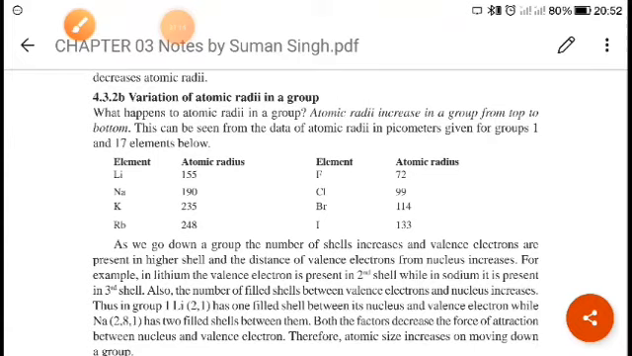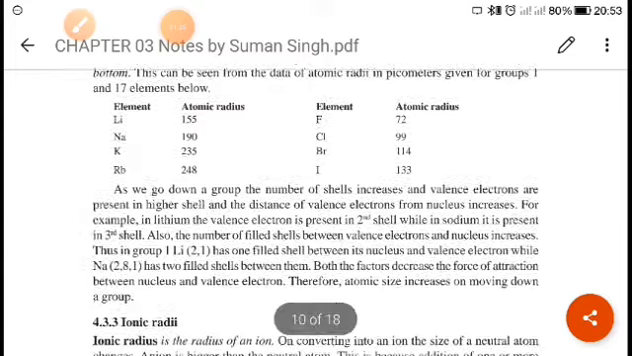So now next is ionic radius, okay. So what is this ionic radius? I hope all of you know what is an ion, what is a cation, what is an anion, right? In the junior classes we have learned that from a neutral atom, if we remove an electron, it will become a cation, and if we give an electron to a neutral atom, it will become an anion, right?